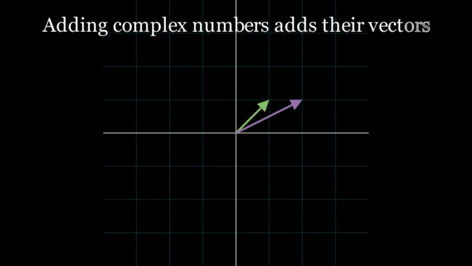Adding complex numbers is like adding vectors on a graph. Each number has a real and imaginary part. When we add them, we combine their horizontal and vertical distances to get a new point.